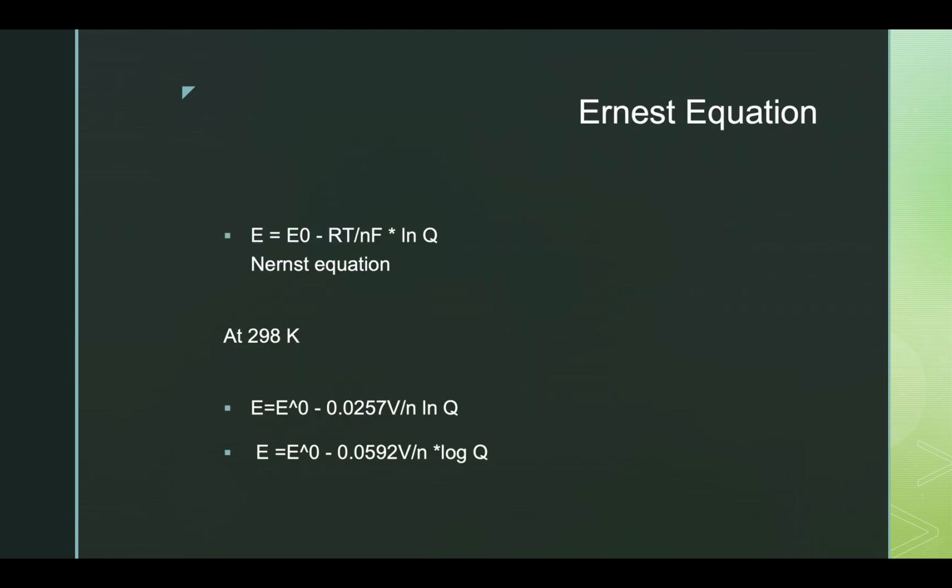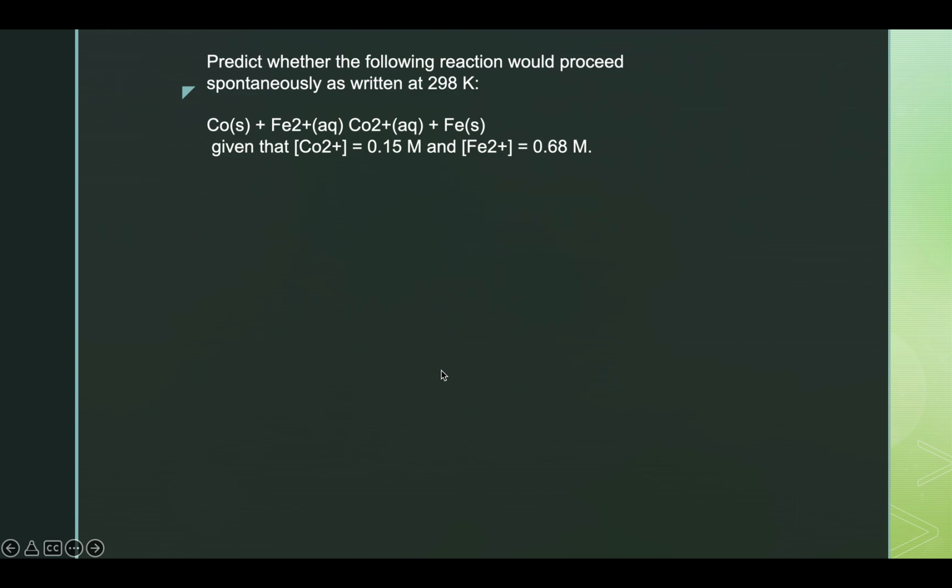Nernst equation. Now this is one of the Nernst equations. These are extra formulas you should know, which is E equals E°, or E0, minus RT divided by nF times ln Q. Q is just the concentrations, by the way. And at 298 K, it's basically the same equation, just with different values and different ln and logs.